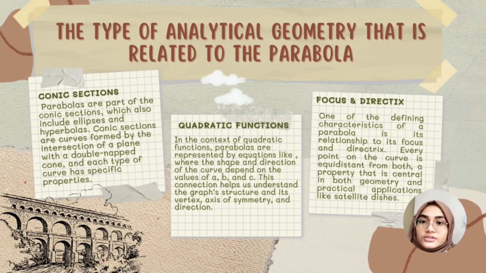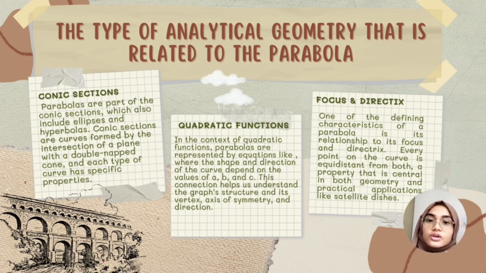Looking forward to the type of analytical geometry that is related to the parabola. So first of all is the conic section. Parabolas are part of the conic section, which also includes ellipses and hyperbolas. Conic sections are curves formed by the intersection of a plane with a double napped cone, and each type of curve has specific properties.